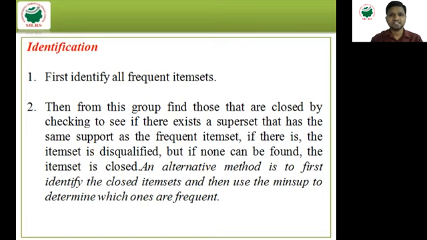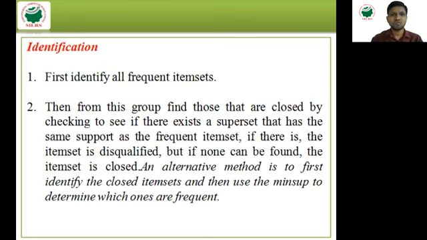In that case, if you want to find frequent item sets, consider all the customers, like-minded people. Then, from this group, find those that are closed by checking whether there exists a superset that has the same support as the frequent item set. For example, one customer may purchase milk and bread, another customer may purchase toothbrush and toothpaste, and another customer may also purchase toothbrush and toothpaste.